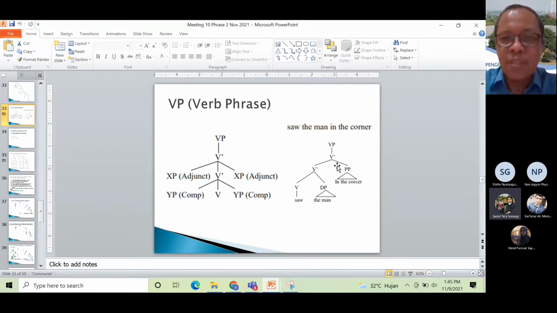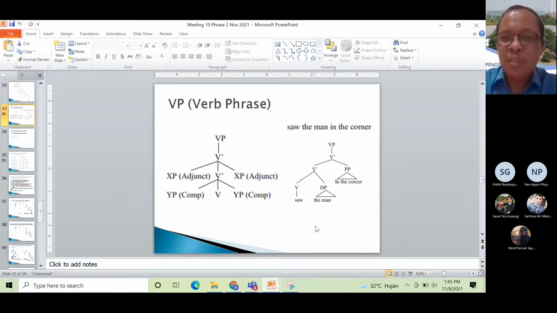Okay. Look here: "saw the man in the corner." The word "saw" here needs a complement, which is "the man." But "in the corner" is the adjunct. Therefore, "in the corner" should be placed next to V bar, and then the V bar is split into two parts again. So there will be some steps that you have to do.